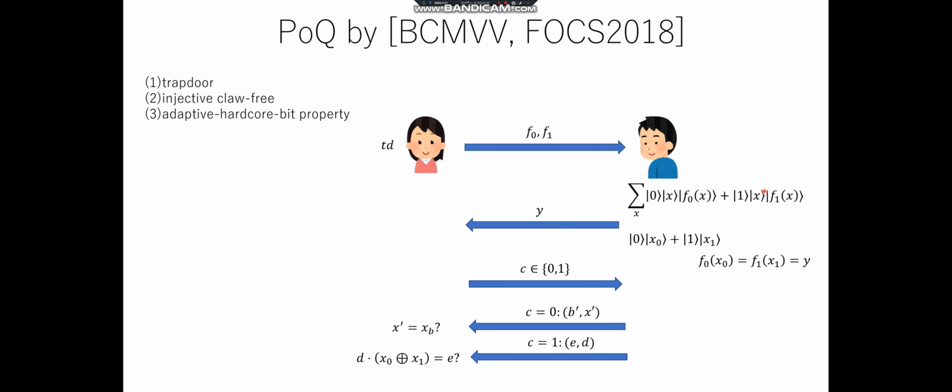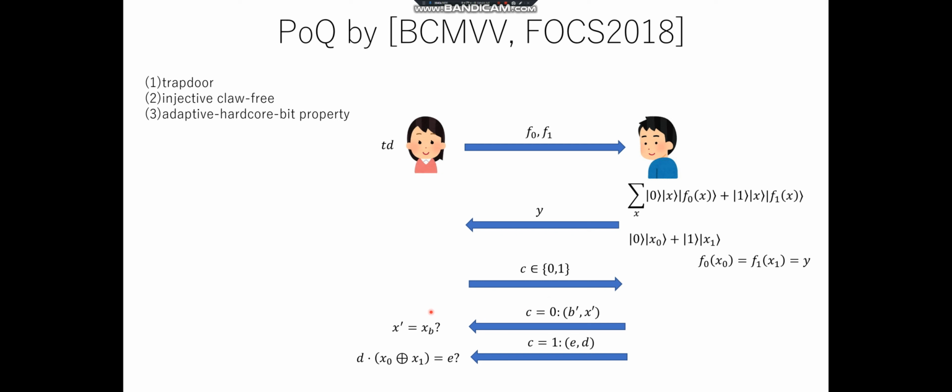The prover generates this quantum state and measures the third register in the computational basis. The state after the measurement is this state, where x0 and x1 are preimages of f0 and f1 respectively. The prover sends the measurement result y to the verifier, and the verifier sends a single bit c, which is the challenge bit. If c equals 0, the prover measures this state in the computational basis and returns the measurement result.